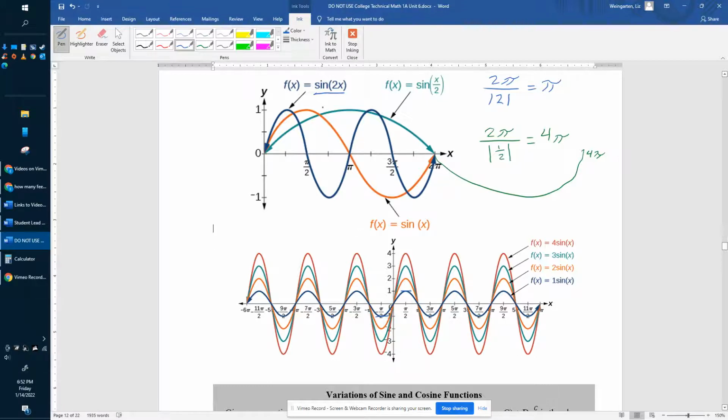Now if we multiply it by 2, now our amplitude goes all the way up to 2 and down to -2. Now we're multiplying the outside of the function, not x, just the outside. Again, if we multiply the outside by 3, it's going to go up to 3, down to -3. It's going to change the amplitude of our function.